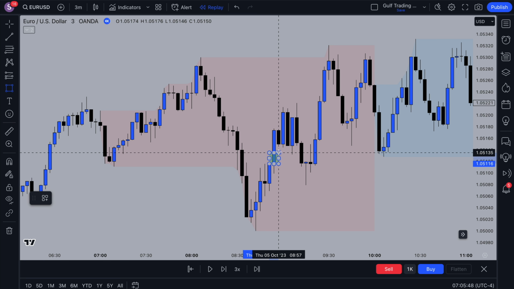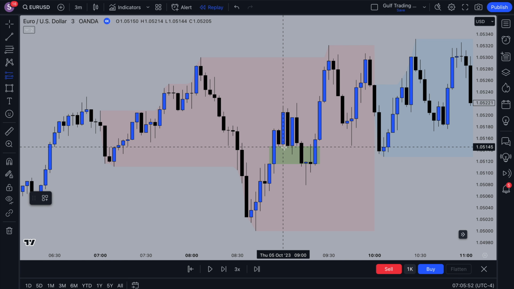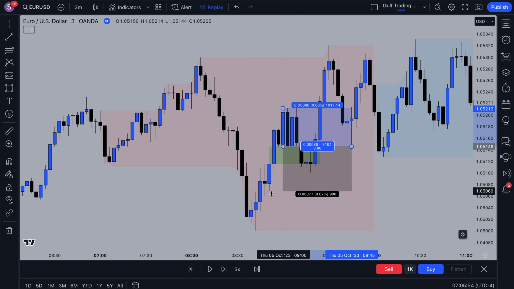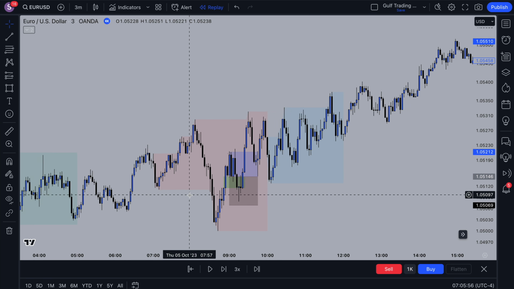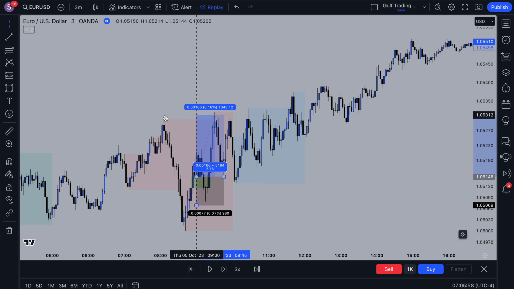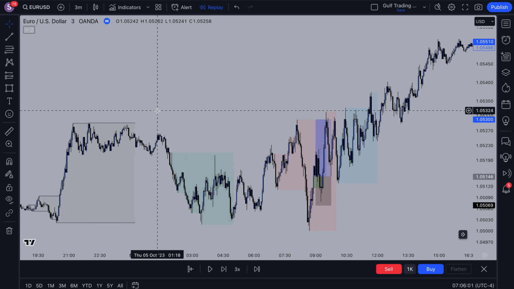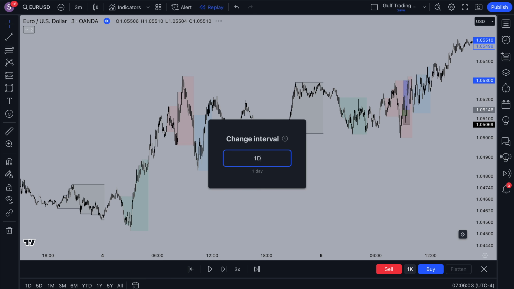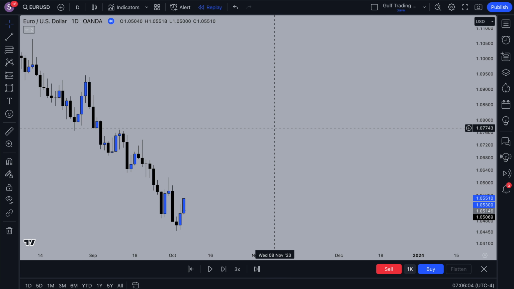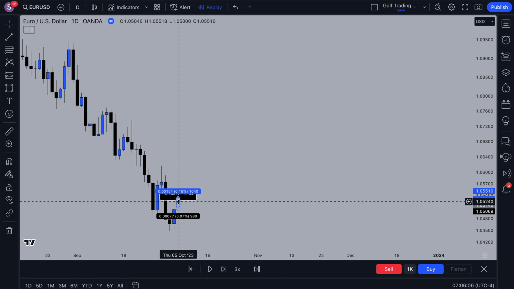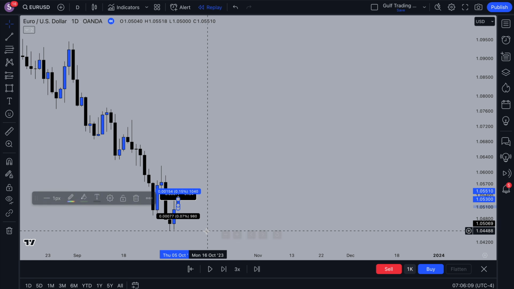Possibly looking for this imbalance now. Either getting just an entry from there, with the stop loss below the imbalance candle. So the candle before the imbalance is what I mean by that. And then target, therefore, 1 to 2, or target the previous day's high, which might have already been hit. Yeah, probably already hit. That's one way you can use it.